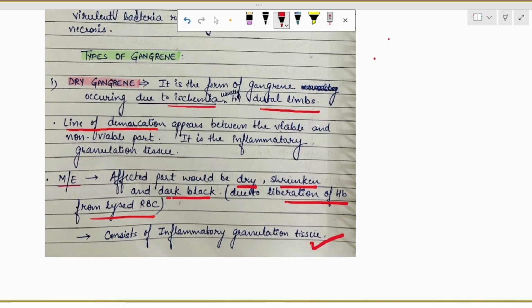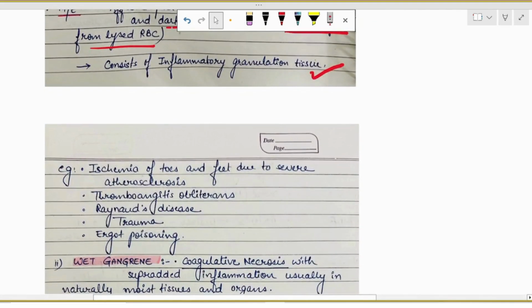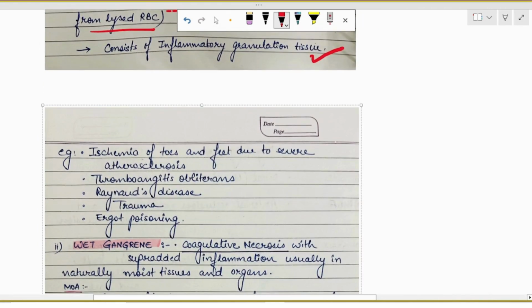So, accordingly, microscopy will appear to us, that is, the affected area would be dry. Obviously, it would be shrunken because no oxygen is available to it, and it would be dark black because of the liberation of the hemoglobin from the lysed RBCs. And that line of demarcation is by the inflammatory granulation tissue. So, what are examples of it? Like the ischemia of the toe and feet due to severe atherosclerosis, or thromboangiitis obliterans, Raynaud's disease, trauma, ergot poisoning. These all lead to dry gangrene.